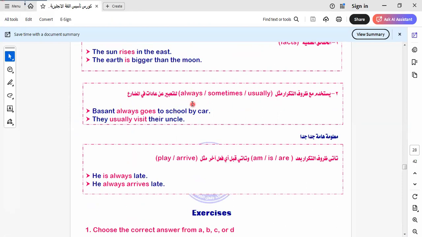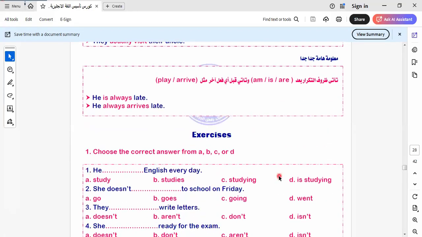Okay. So always is 100% happening. Never, the habit can't happen, it will be 0%. Okay. This is called adverbs of frequency.